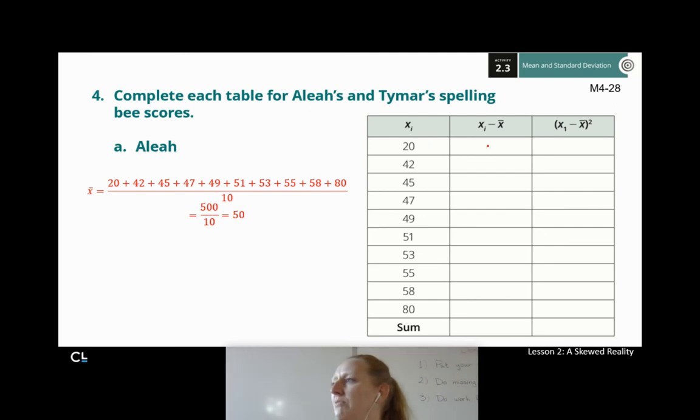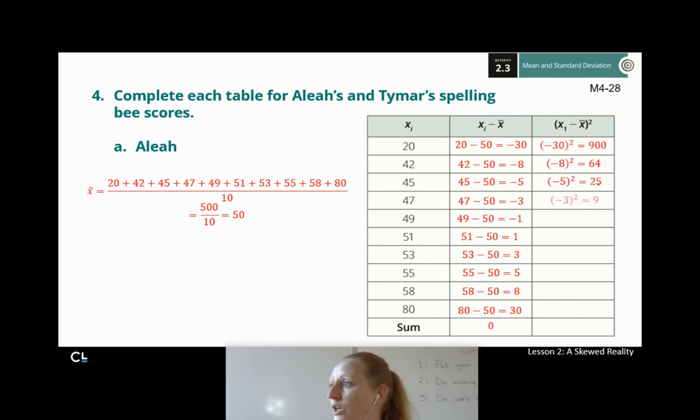So now I'm going to take my 50. I'm going to subtract like crazy. And I got all of these lovely numbers. Now that I've subtracted, I'm going to square them all. Square, lots of squares. And at any point, of course, you can hit pause to double check your numbers.